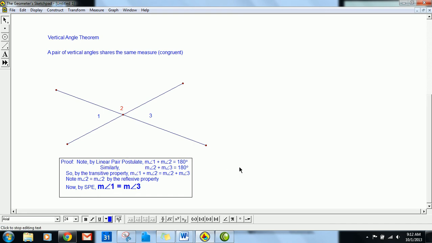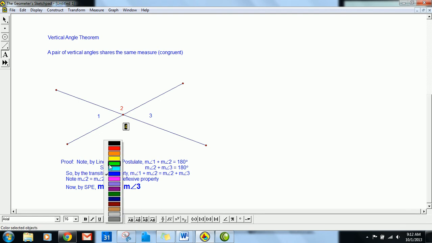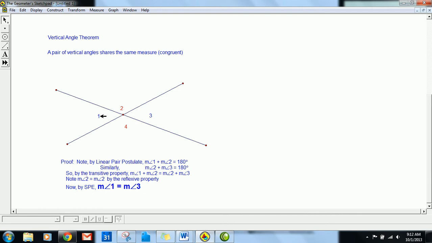Okay? So that's a proof for what's called the vertical angle theorem. Any two pairs of vertical angles will be the same. So 1 and 3 will be equal. And then if I throw that 4 back in there, which I didn't need for this proof, I can throw it back in there. And just as 1 and 3 will be the same, angles 2 and 4, those vertical angles, will also be the same, right? Okay, there's also a nice relation between angle 1 and 2, or 3 and 2, or 3 and 4, or 1 and 4.